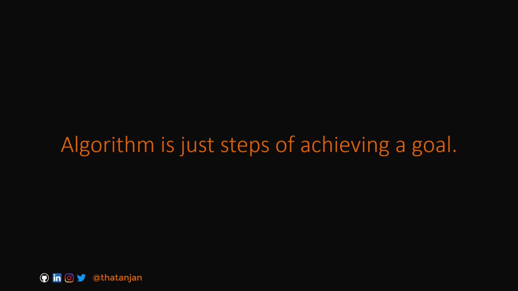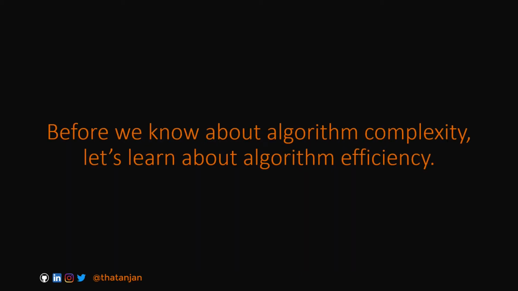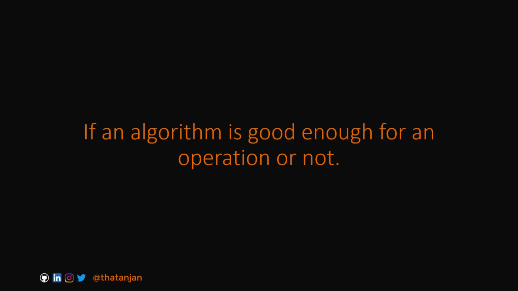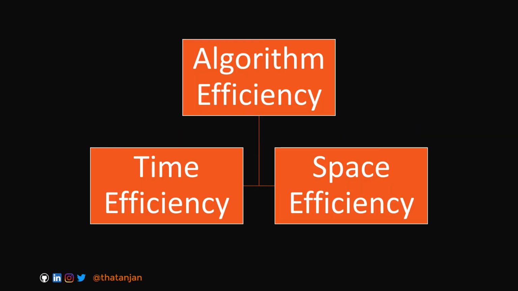Now let's move on to algorithm complexity. So what is algorithm complexity? Before we learn about algorithm complexity, let's learn about algorithm efficiency. What is algorithm efficiency? It simply means whether an algorithm is good enough for an operation or not. There are two types of algorithm efficiency. One is time efficiency, another one is space efficiency.